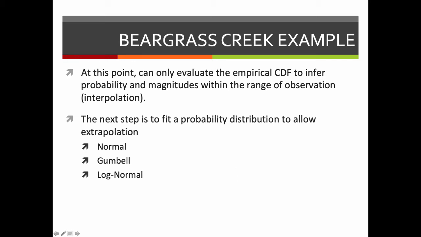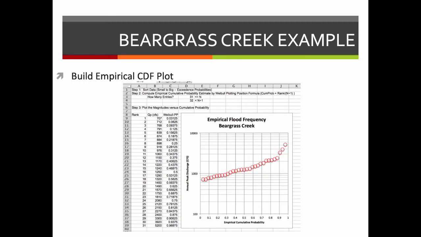So at this point, all we can do is evaluate the empirical cumulative density function and infer probability and magnitudes within the observation range. So we can do interpolation. But the next step is to fit a probability distribution, and that allows us to extrapolate. So that allows us to estimate the probability associated with values greatly beyond this 5,200, up here in the 10,000 range.